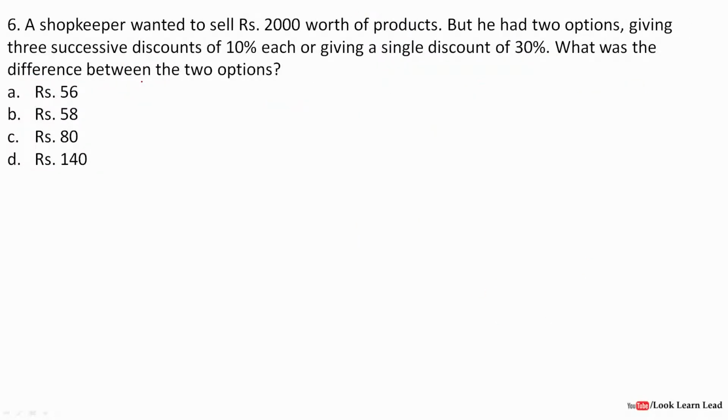Next, a shopkeeper wanted to sell 2,000 worth of products. So the worth of the product is 2,000. He had two options. The first option is giving 3 successive discounts of 10, and a single discount of 30% was the second option. What was the difference between two options? So he's asking about the discounts difference between the two options.